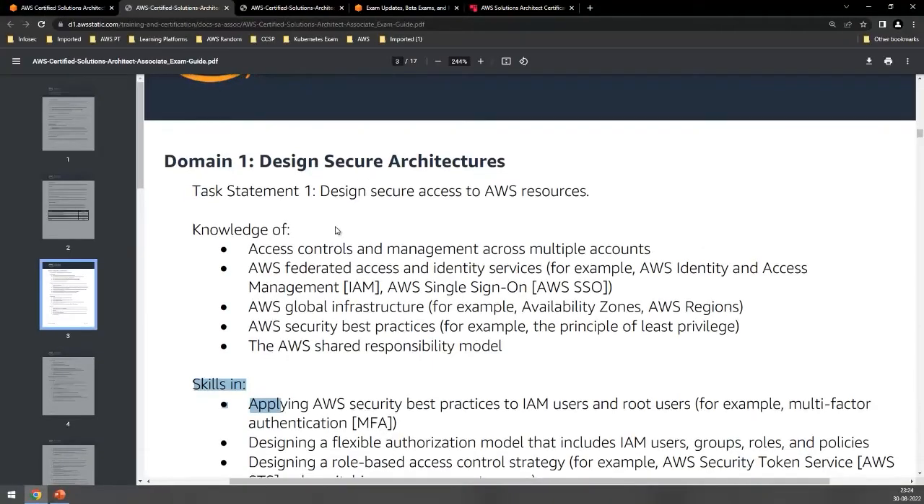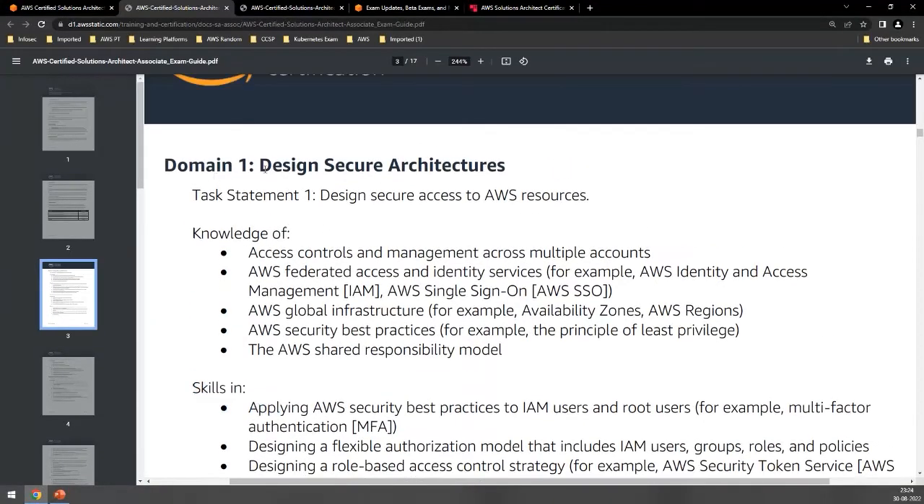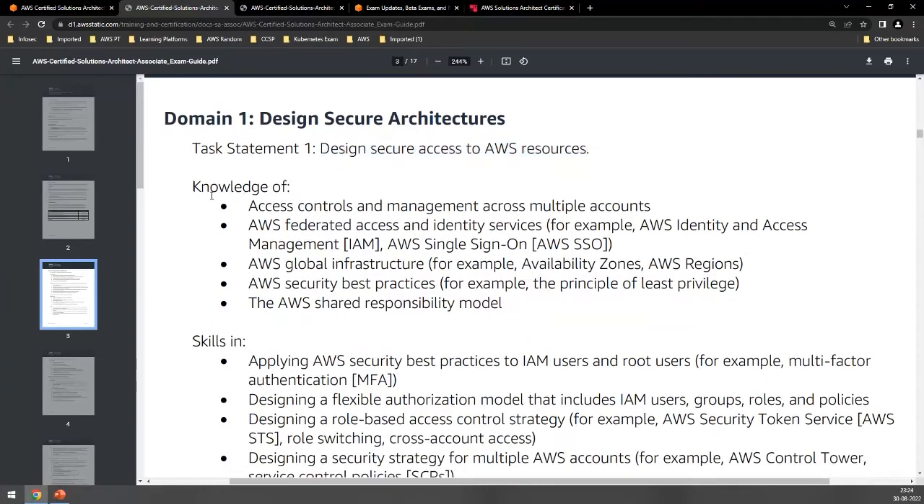In the examination, let's suppose I'm going to domain one, design secure architecture. For the first task statement, design secure access to AWS resources, we have knowledge of access control mechanisms, federated identity management, global infrastructure, AWS security best practices, and the AWS shared responsibility model. You must be well aware of these things.